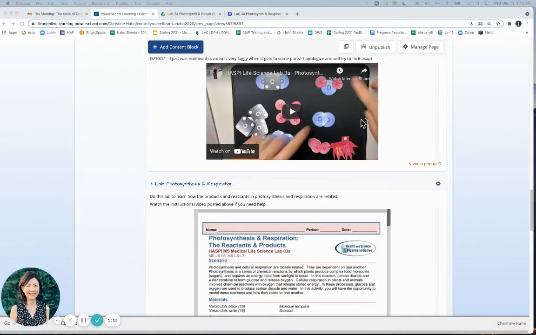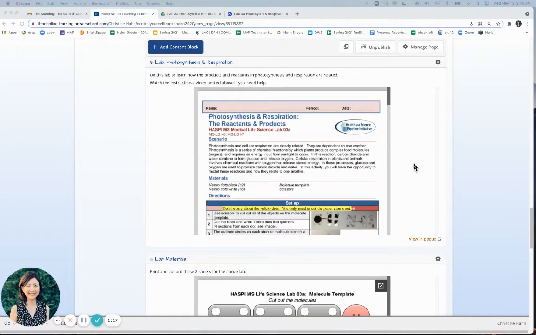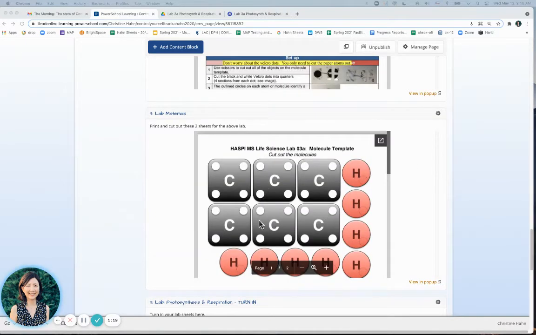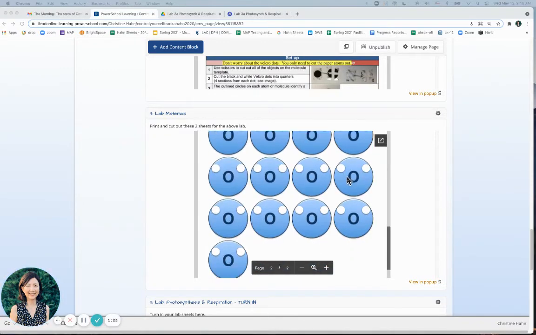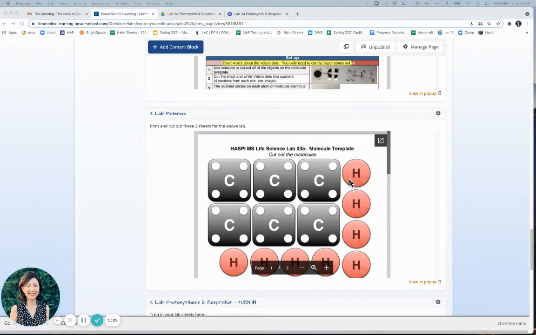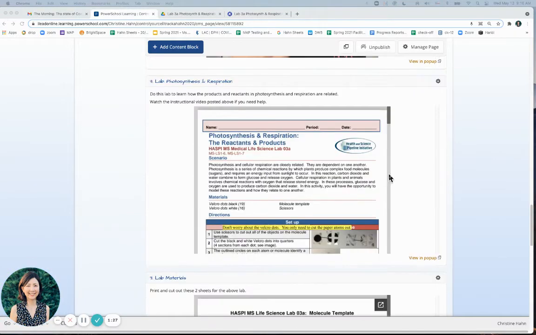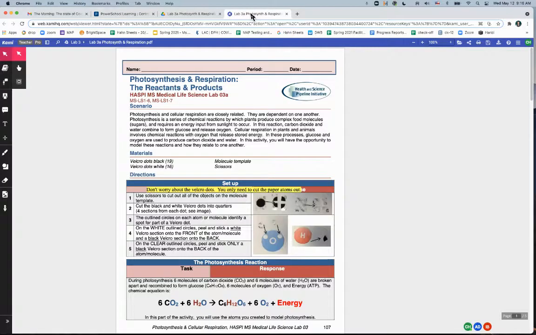I'm redoing this video because it was laggy. Go ahead and print these out. I printed them at 60%, so they were a little smaller. And then you're going to open up this, and we're going to take a look at this lab together.